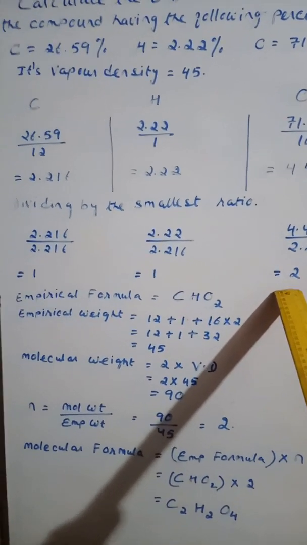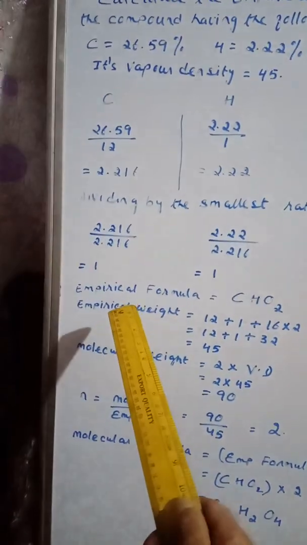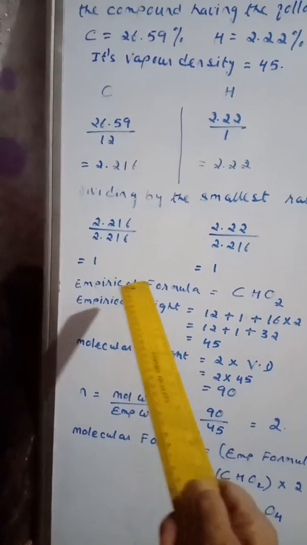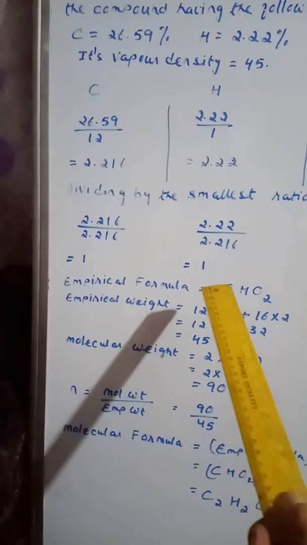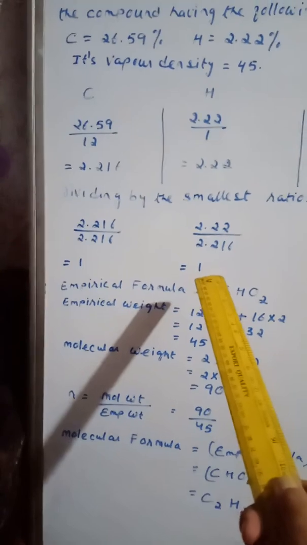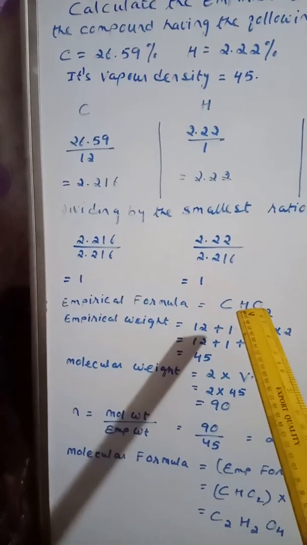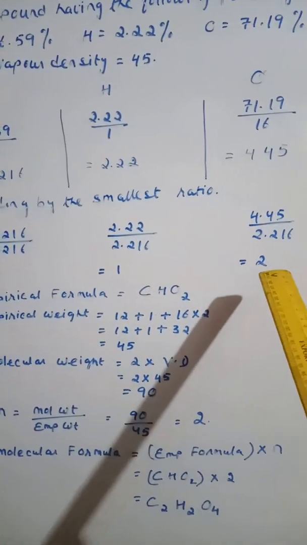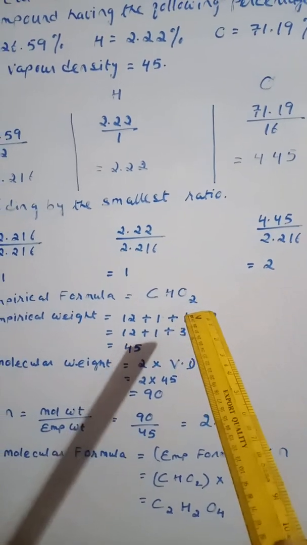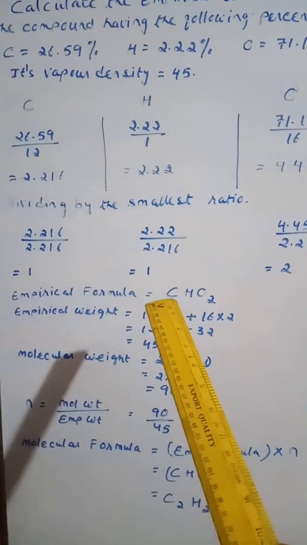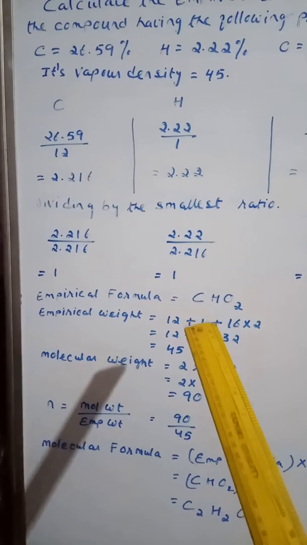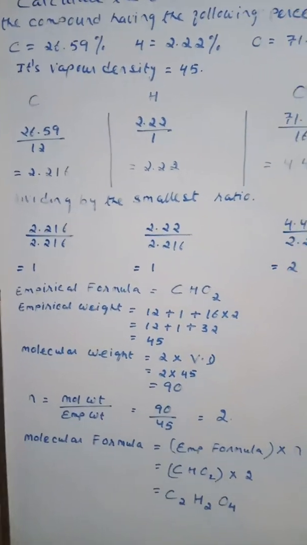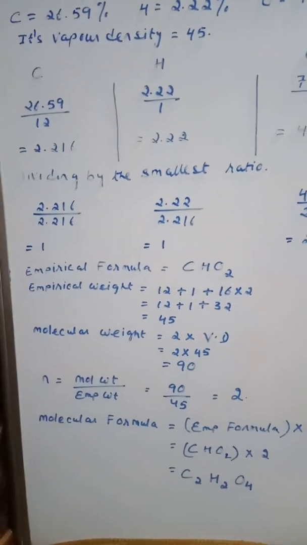Now the empirical formula becomes this: 1 is for carbon, so C1, no need to write down. This 1 is for hydrogen, so no need to write down 1 after H. This 2 is for oxygen, so we need to write down 2. So the empirical formula is CHO2.